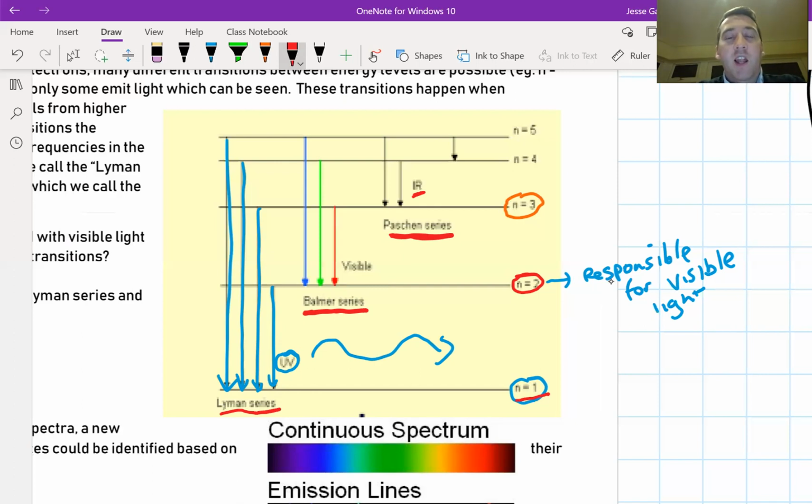Again, it is light being given out, it is energy being given out from electrons, but we're not able to see it. This is definitely the most important one. Balmer series, that's the one we're most concerned with because that's the ones we could see. Balmer series result from electron transitions back to n equal to 2, and that's what produces visible light.